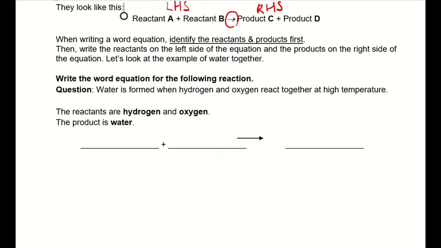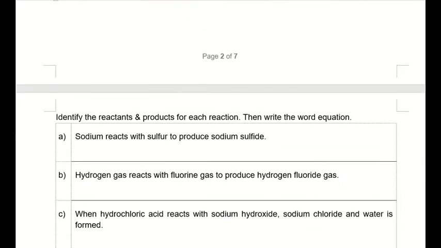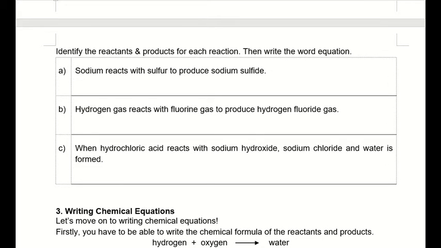It's just writing out the names of the chemical substances. So for example, hydrogen and oxygen react to form water. So it's just hydrogen plus oxygen gives me water. That's it. So this is a word equation. Okay, so let's try other word equations, A, B, C. We'll do this together.